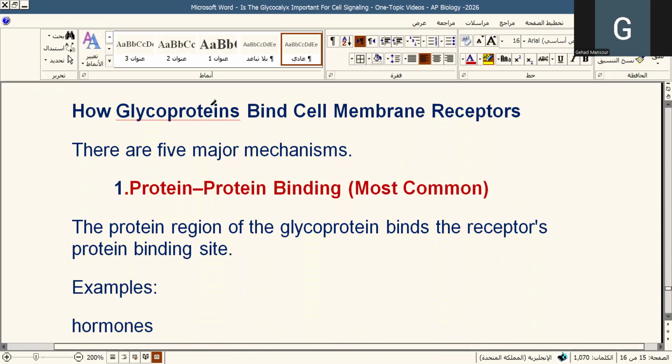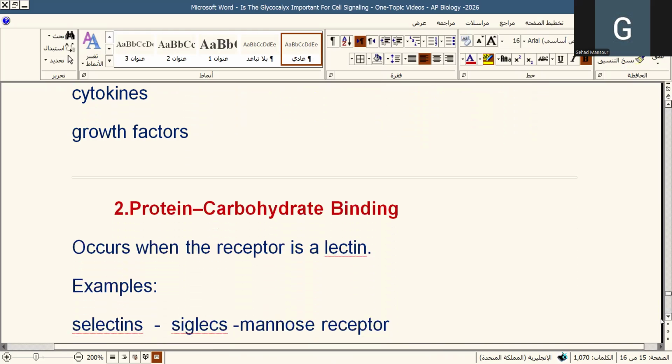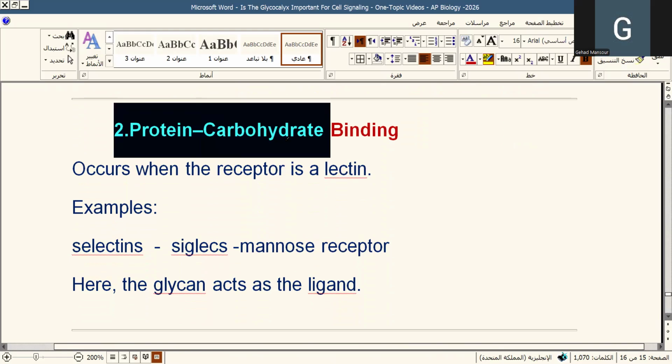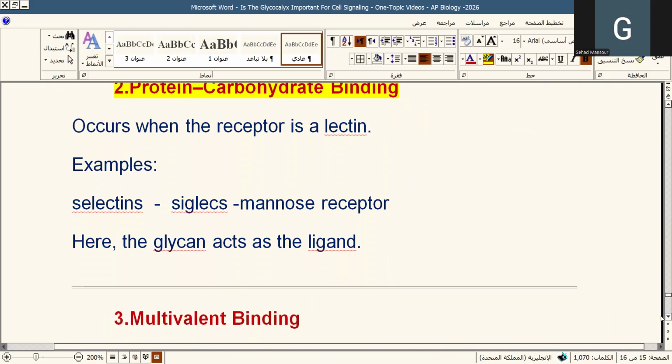How do the glycoproteins bind to the receptors? I mean, when the glycoproteins are signaling molecules, how do they bind to the receptors? The commonest way is protein binding, meaning the protein portion of the glycoprotein will bind the protein portion of the receptor, and you have examples. But we also have protein carbohydrate binding, as we have just said, about the selectins and the Siglecs that bind with sialic acid or with other carbohydrate moieties.